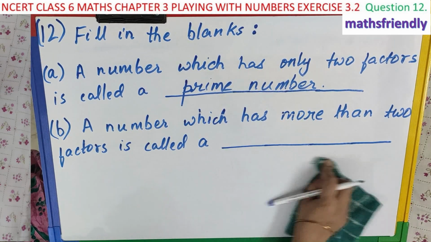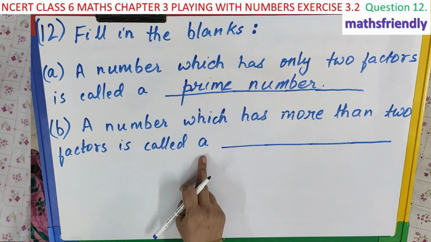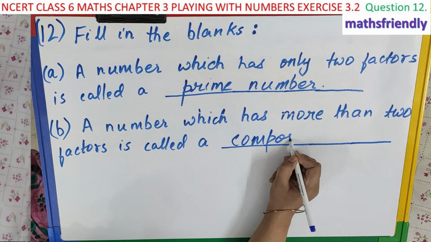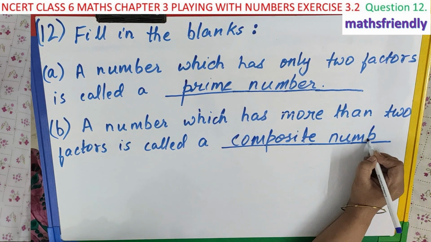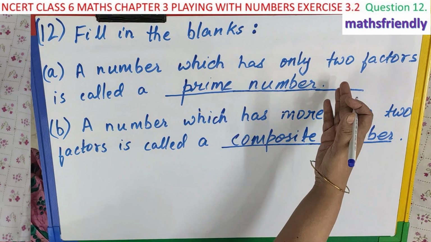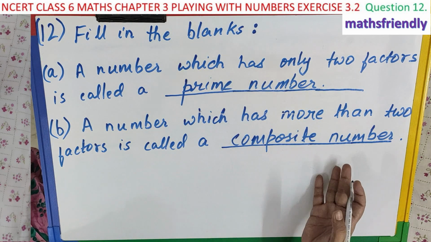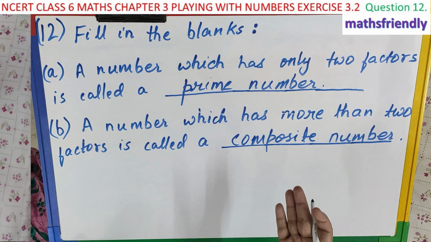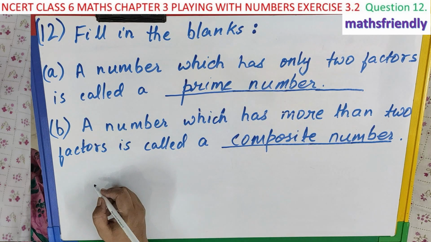Now let us see what is there in the B part. B part is: a number which has more than two factors is called a composite number. I will show you how. So what we saw, the number which has only two factors is known as a prime number, and the number which has more than two factors is called a composite number. Means that number may have 3 factors, 4 factors, 5 factors. So let us see.